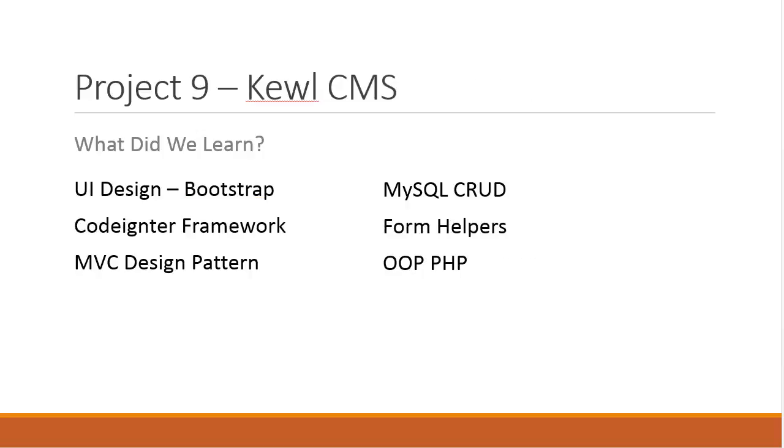Project 9 was Cool CMS. It was a CodeIgniter application. We created both the front and back ends. Obviously it's CodeIgniter, so we used MVC and object-oriented programming, and we also looked at form helpers that CodeIgniter offers.